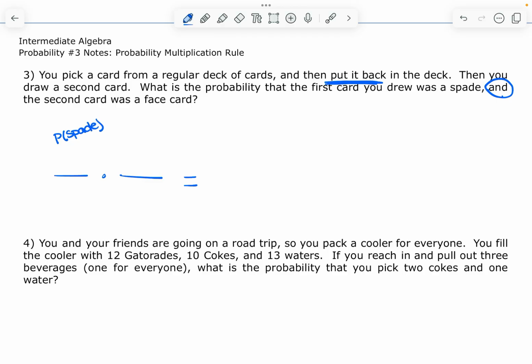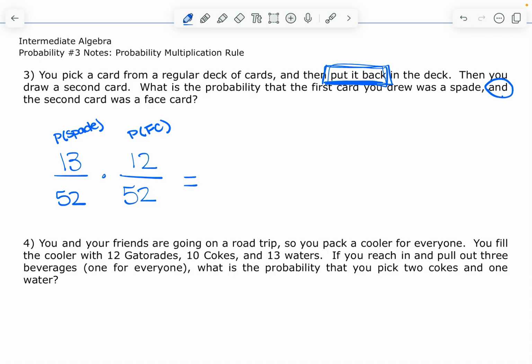The second card I drew was a face card, so probability of a face card. All right, let's find that first one, spade. Well, total deck of cards, I know, 52. Okay, spades, there's 13 of those. Now, I picked that card up, but I put it back. Remember that really important key term, put it back? So I still have 52 available to me to pick from. And of that, 12 are still face cards.